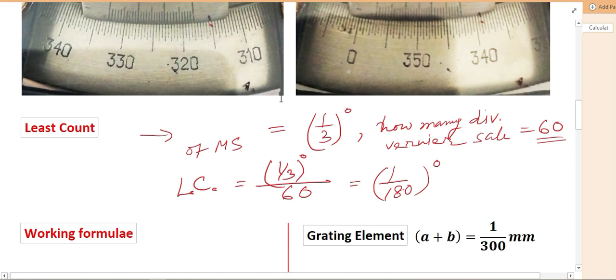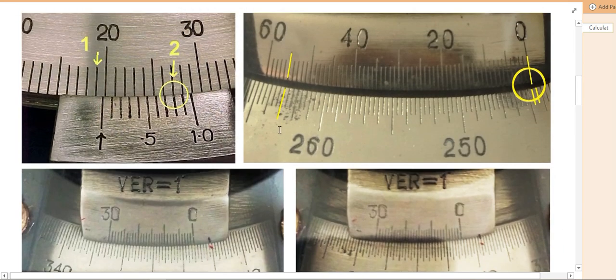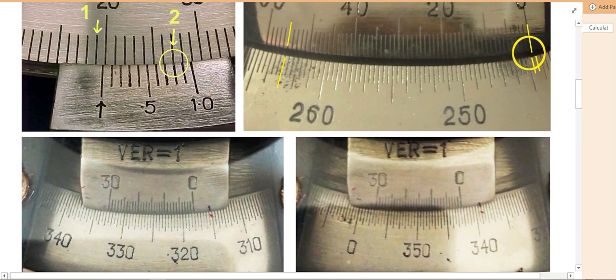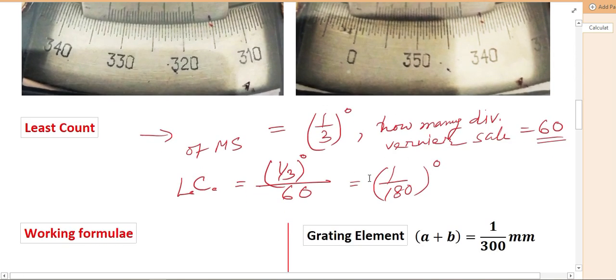To do the calculation, let's say these are various different types of vernier scales that can be attached to a spectrometer. Here, how many divisions are there in the vernier scale? There are 10 divisions in the vernier scale. What is the minimum that you can measure in the main scale? It's 1 degree. From 20 to 30, 10 divisions are there, so a minimum of 1 degree that you can measure. In this case, this is the least count.